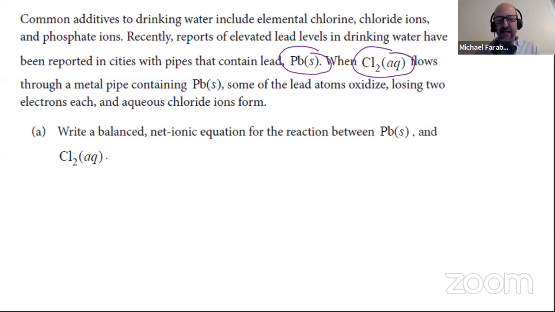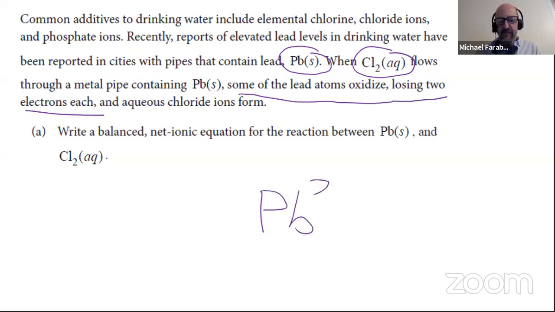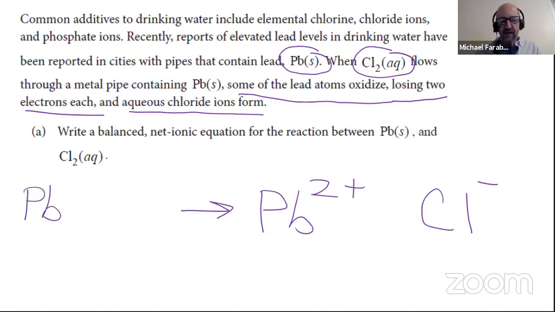And they mentioned that some of the lead atoms oxidize, losing 2 electrons each. So we're going to need to see some lead ions. And it also mentions that aqueous chloride ions form. So we're going to need to see some chloride ions. So we are starting with lead and aqueous chlorine, Cl2. And then we're going to finish with these products, the lead ions and the chloride ions.